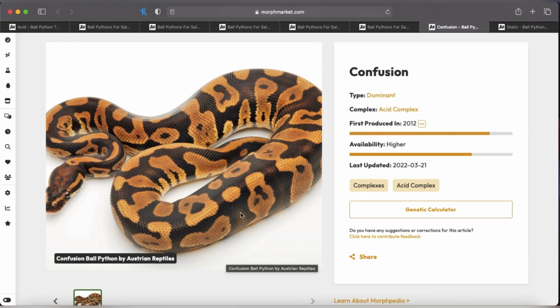So for me, if I look at a snake that's either confusion, static, or acid, I personally have a hard time telling the difference because I am not an expert in these genes. So if I buy any of them, I will be going with an acid, but I want to show you guys these three genes in this complex, okay?